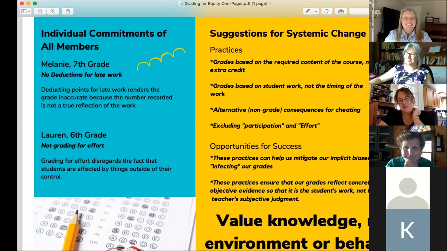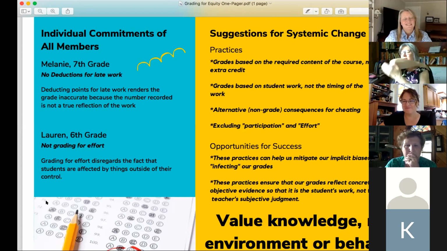So we talked about our individual commitments, and so Melanie is going to, for reasons she just talked about, not deduct for late work. We had some really good conversations about the real world consequences of late work, which is usually, okay, you still have to do it, but later.